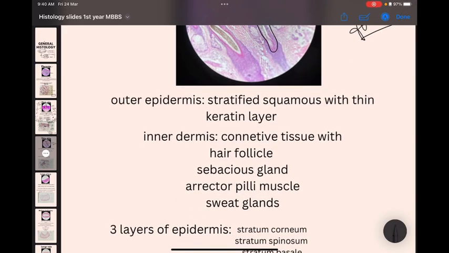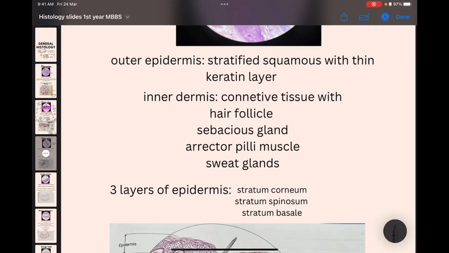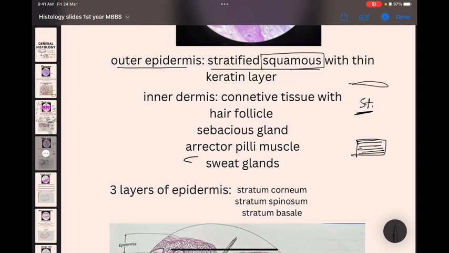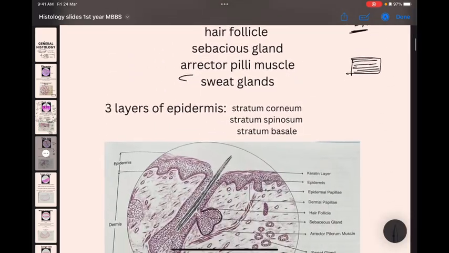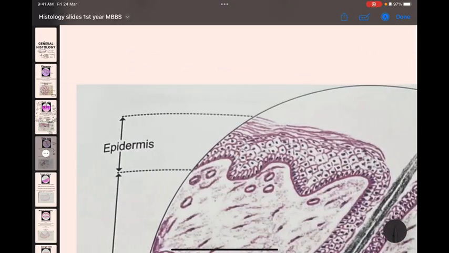Now, again coming to the key points. Outer epidermis. For skin, we have to remember stratified squamous layer. Stratified means stacked layers. Squamous is the flattened cells with thin keratin. Here it is thin keratin. The keratin layer is very thin here.